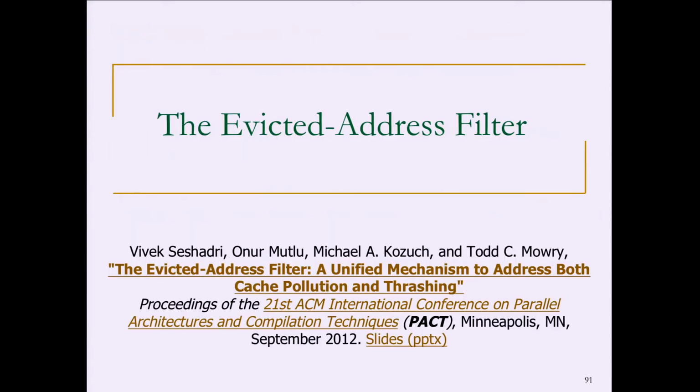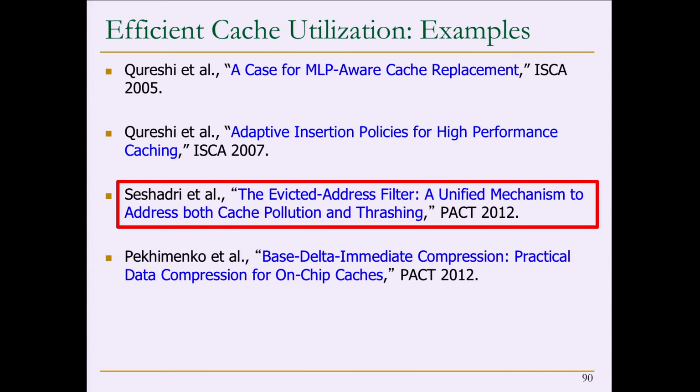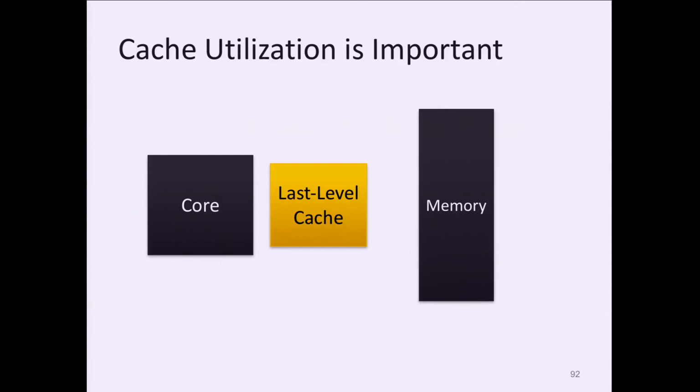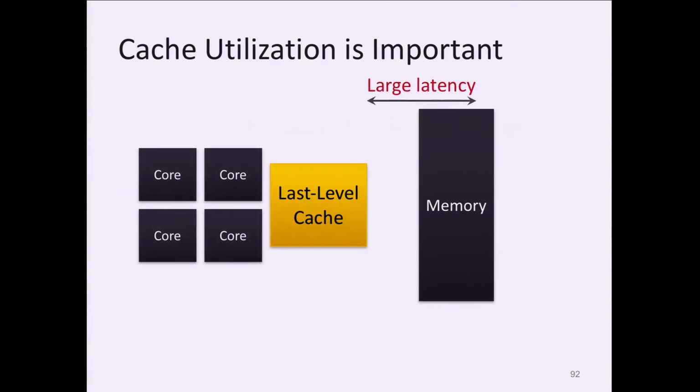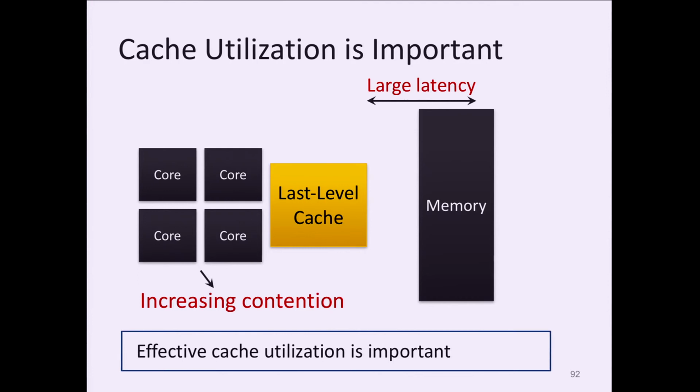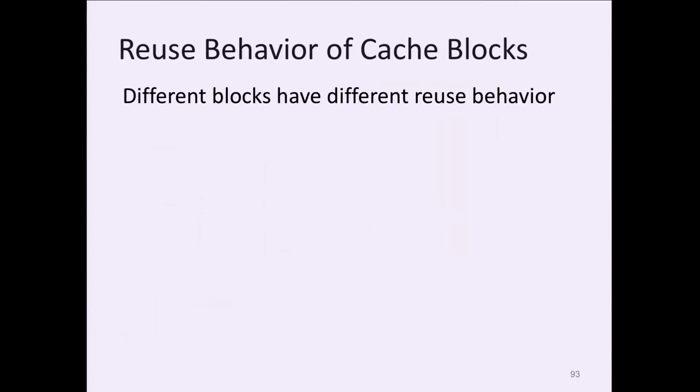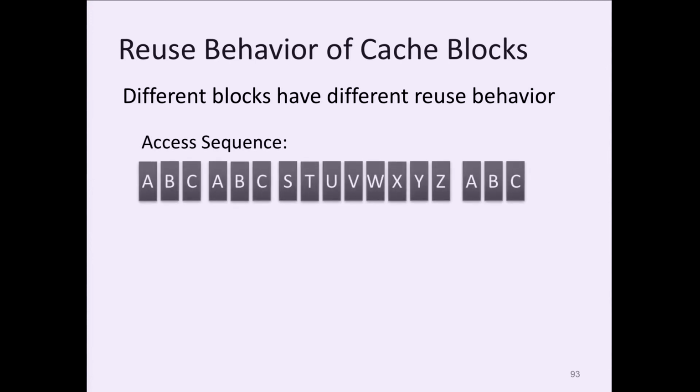I don't know. Yeah. Okay, so I'm going to cover 2 different approaches to improve cache utilization. Clearly, the adaptive insertion policies improved cache utilization, and there's a flurry of work after that also. So multi-core actually invigorated the cache problems a lot. I'm going to talk about one idea that covers multiple different problems in caching. Of course, cache utilization is important because of large latency, increasing contention. And it turns out different blocks have different reuse behavior, and we've seen that with different applications, but this is true for different blocks also.